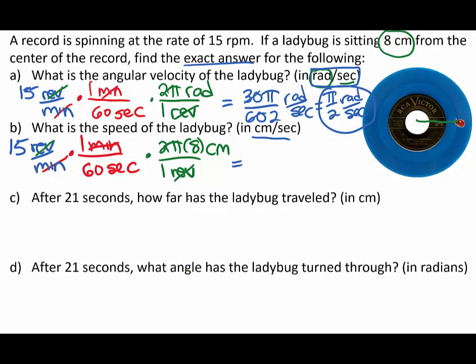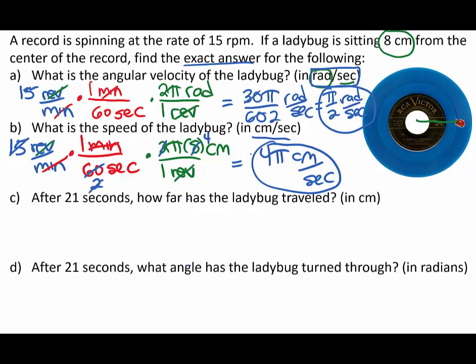So let's go ahead and see what we can do to combine. On the top, I'm going to go ahead and just do some reducing. This 2 times a 15 is 30, and that will go into 60 2 times. And then this 2 will go into 8 4 times. So kind of squished in there, but I did some reducing, and I'm left with 4 pi in the numerator. And then that's going to be centimeters per second, because the denominator is just down to 1. So how fast is the ladybug going? 4 pi centimeters per second.